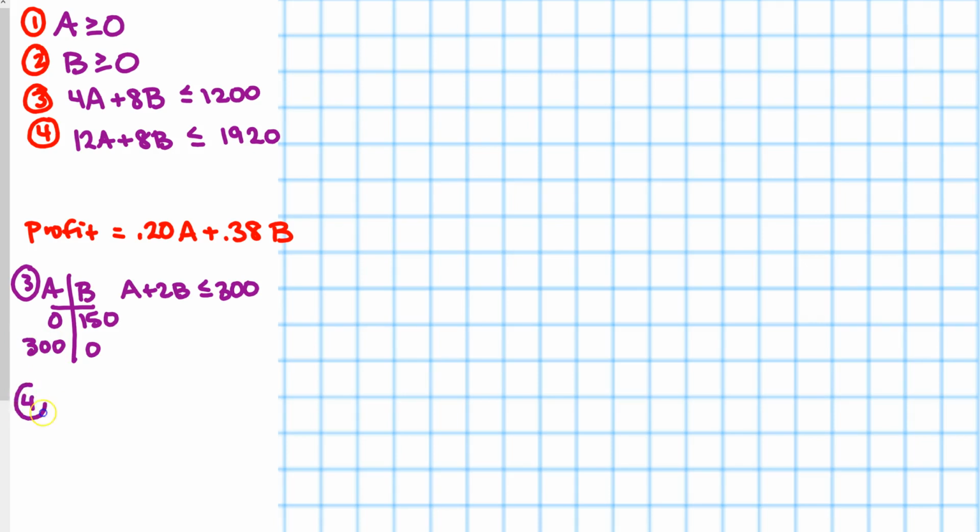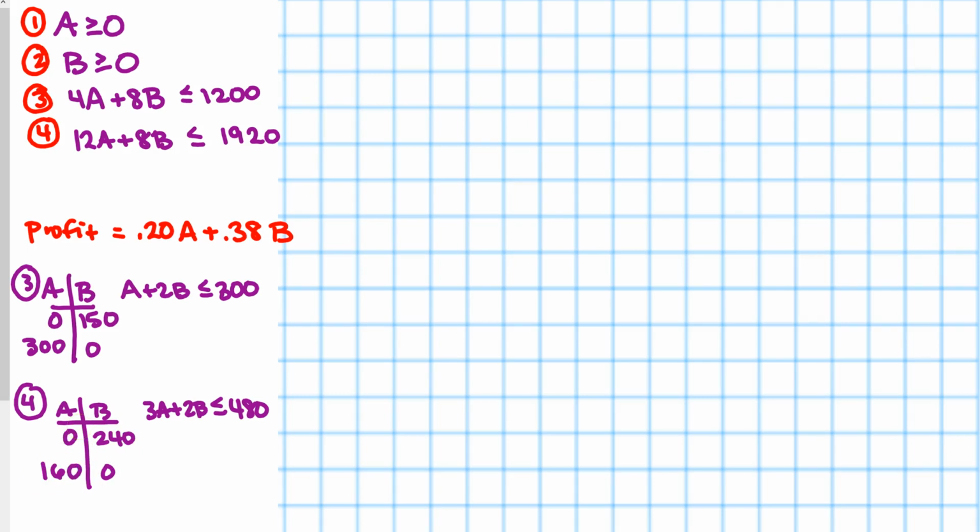And then for 4, same idea, we can divide it by 4. We get 3A plus 2B is less than or equal to 480. And so for the intercepts, if A is 0, B is 240, and if B is 0, A is 160.